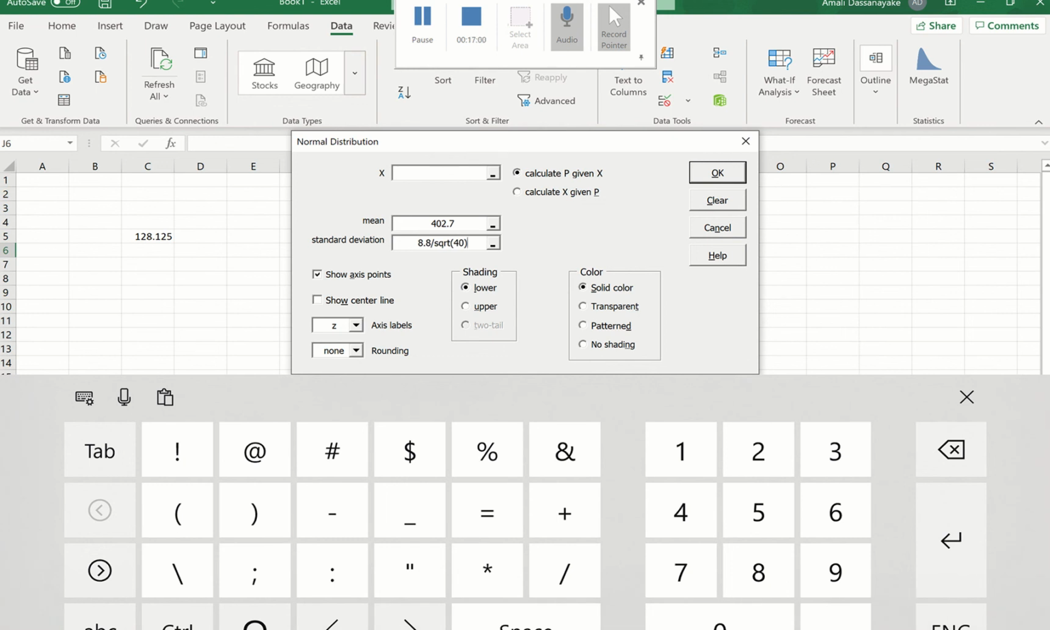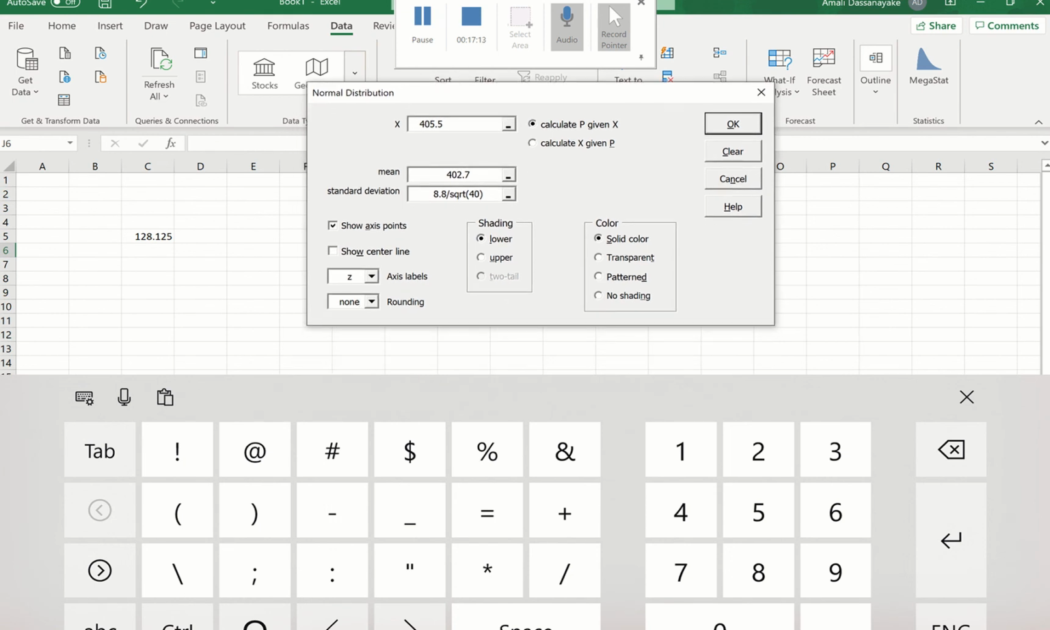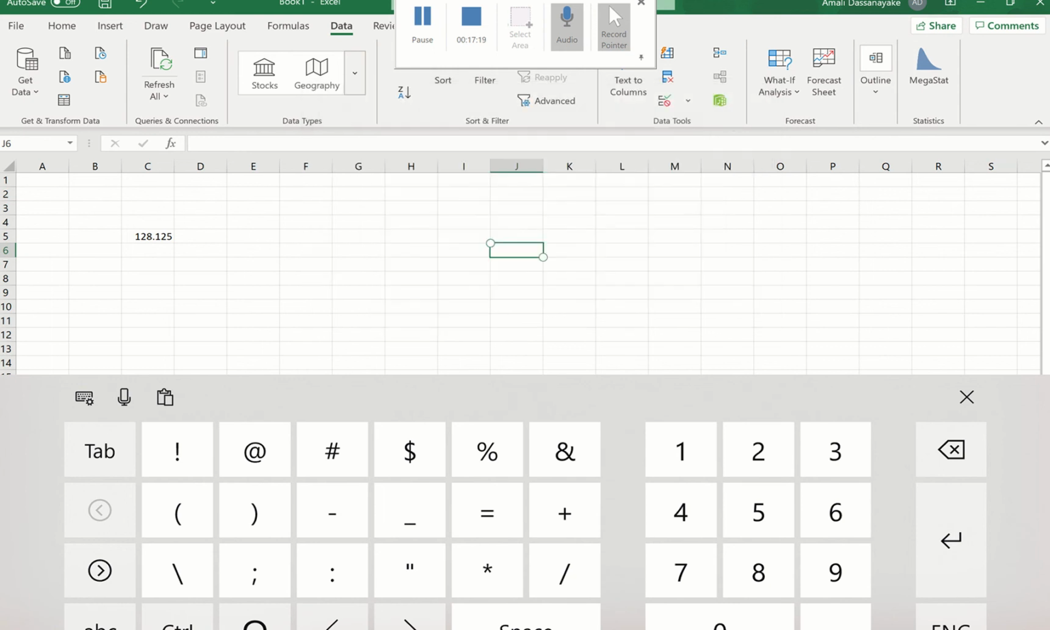Okay, and then we calculate the probability for 405.5. I'm just going to keep the decimals rounded to 2, not going to change anything else. Click OK.